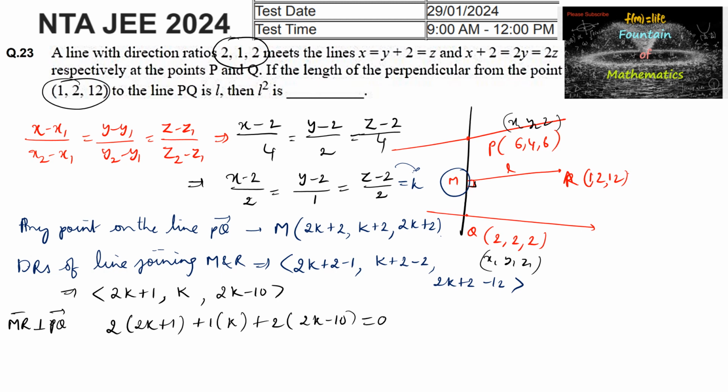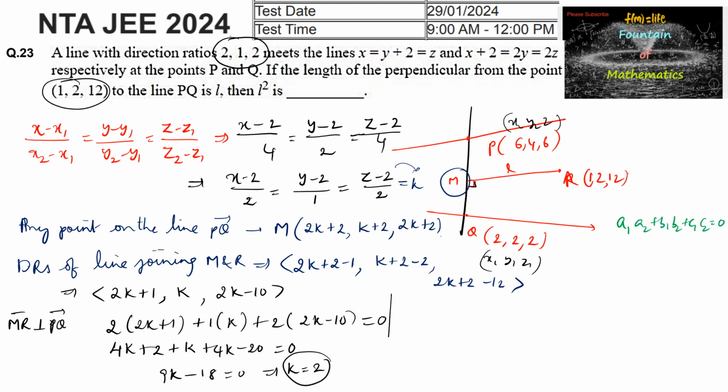Since two lines are perpendicular, we have the condition a1 a2 plus b1 b2 plus c1 c2 is equal to 0, where a1 b1 c1 and a2 b2 c2 are the direction ratios of the two perpendicular lines. On simplifying we get 4k plus 2 plus k plus 4k minus 20 is equal to 0, that is 9k minus 18 is equal to 0, which implies k is equal to 2. So the value of k is 2.